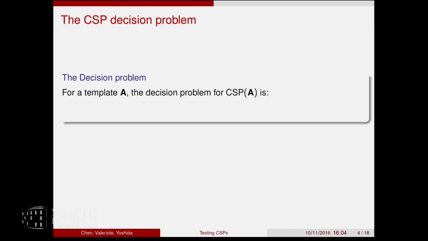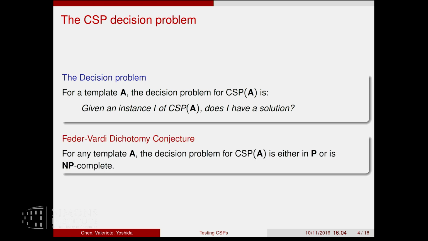And I have to also mention the classic decision problem here. Given a template and an instance of the CSP of this template, we want to know whether it has a solution, yes or no. This is an NP-complete problem in general, but for certain templates, this problem lies in the class P. The Valeriote conjecture just states that there are only two possibilities for a given template: either this problem is easy or it's as hard as it can be. I'm not going to talk about this conjecture today.